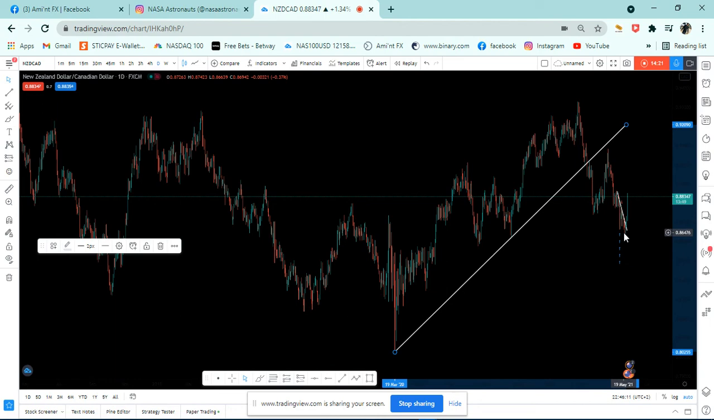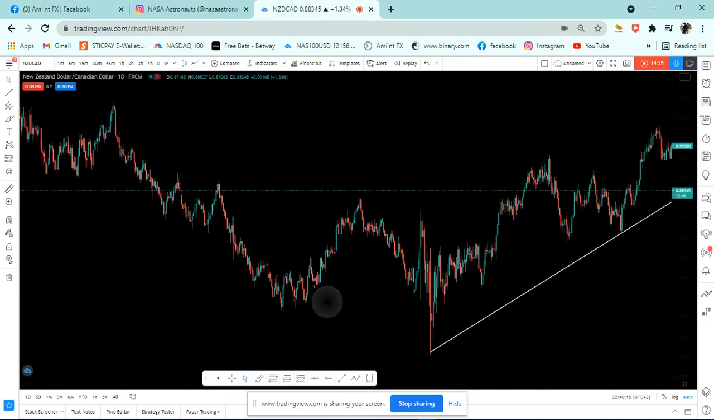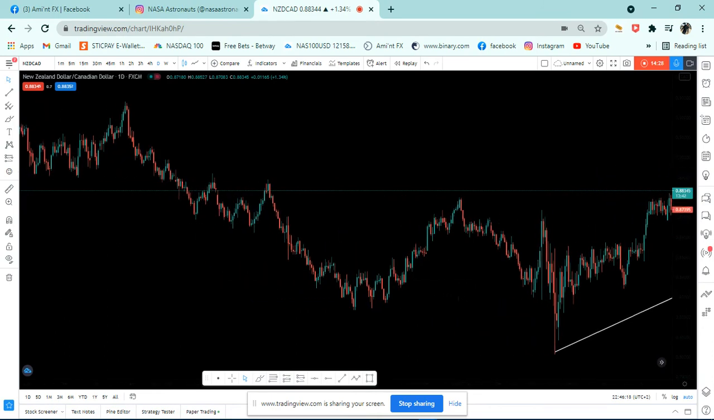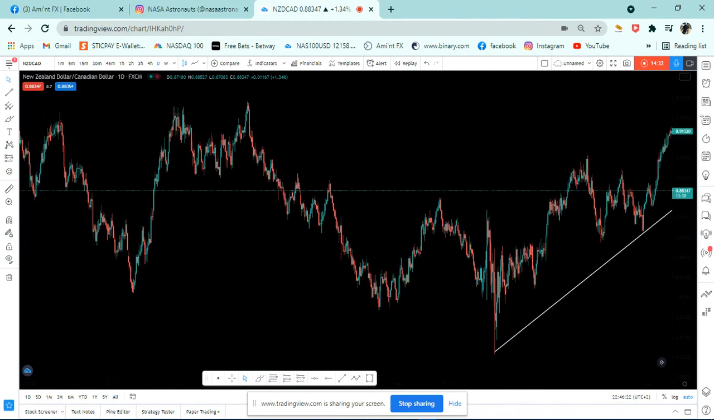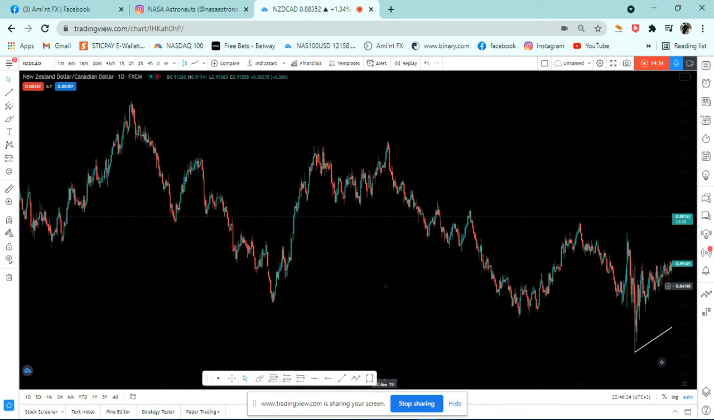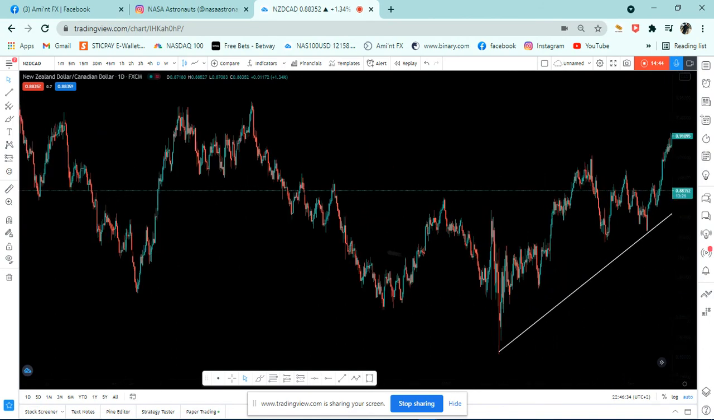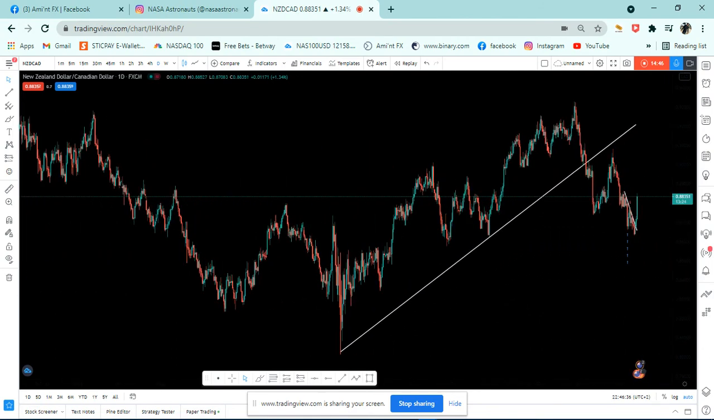So the other example, actually, there are many examples, even on a lower time frame or a higher time frame. All these what you're seeing here, they are all examples because the market goes up and down. Okay, let me look for another pair.